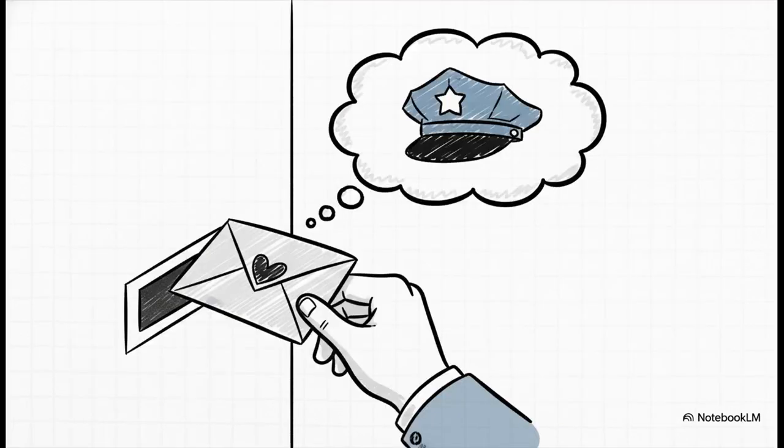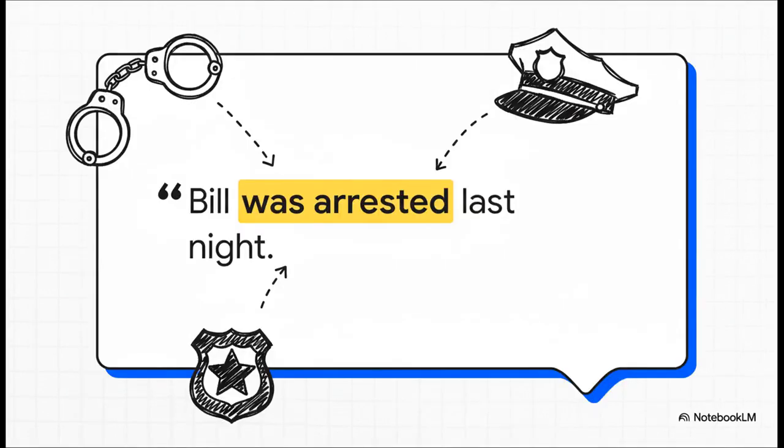And our third big reason is, well, it's when the person doing the action is just so ridiculously obvious that actually saying who they are would be redundant. Everybody already knows, so we just leave it out and make the sentence cleaner. So, if you hear, "Bill was arrested last night," do you really need me to tell you who did the arresting? Of course not. I mean, who arrests people? The police. The actor is a given, so the passive voice lets us just cut straight to the chase.